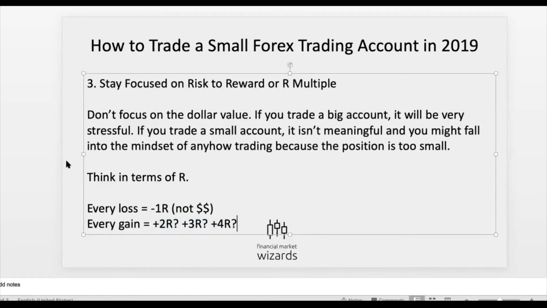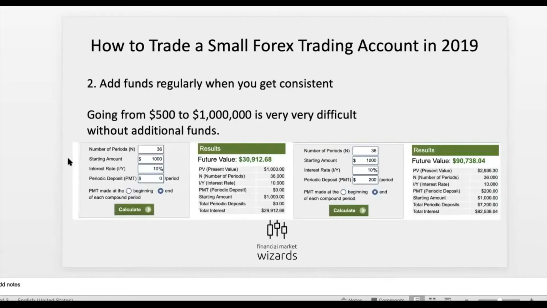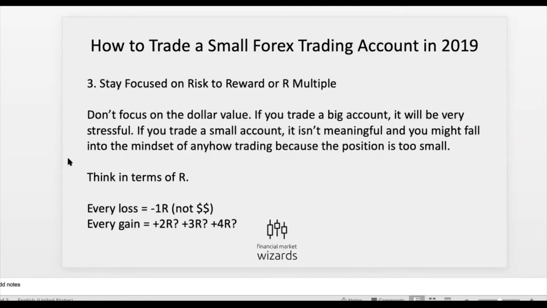So we hope you enjoyed this lesson. Just a brief recap. Number one, find a broker that offers micro lots. Number two, add funds regularly, when you are good, disclaimer. And lastly, stay focused on risk to reward, on R multiples. Don't keep staring at the money. It's not helping you to stare at the money fluctuating up and down. It's not helpful at all.